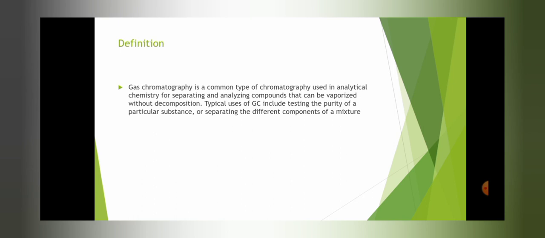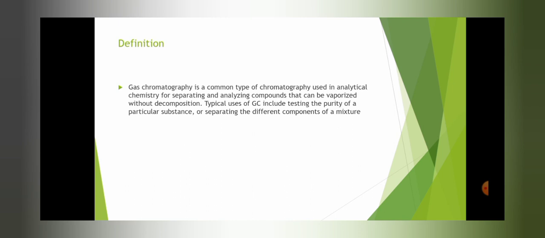So first we're going to define it. Gas chromatography is a common type of chromatography used in analytical chemistry for separating and analyzing compounds that can be vaporized without decomposition. That is the definition of the GC.